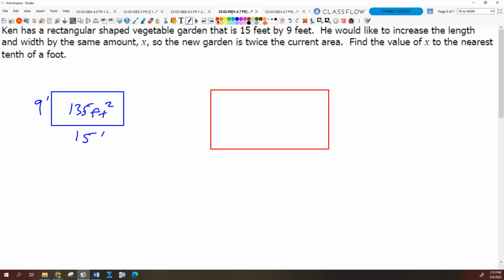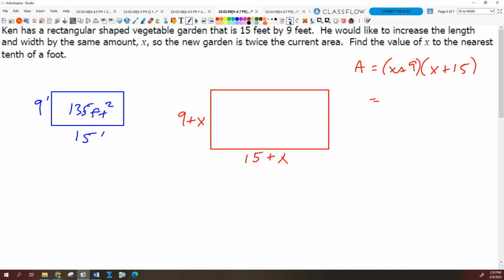9 plus x and 15, oops, my goodness. 15 plus x. Okay, so then the area of that is what I get when I multiply those out. Everybody agree? Okay, so the red area is just going to be, I'm going to flip those around. I'm going to commute the two terms in those sums. So x plus 9 times x plus 15.